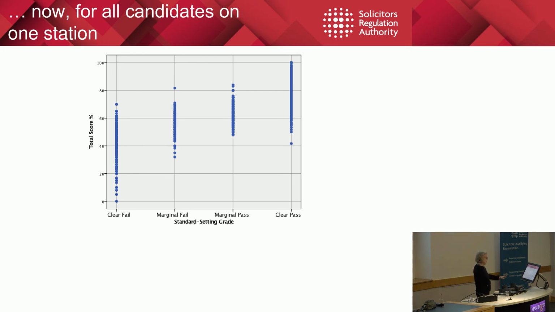So you can see that obviously, fortunately, the marks go up. The passes are higher than the marginal passes, but there is a range. So all those blue dots are candidates and their mark on the station, placed against their standard setting grade.